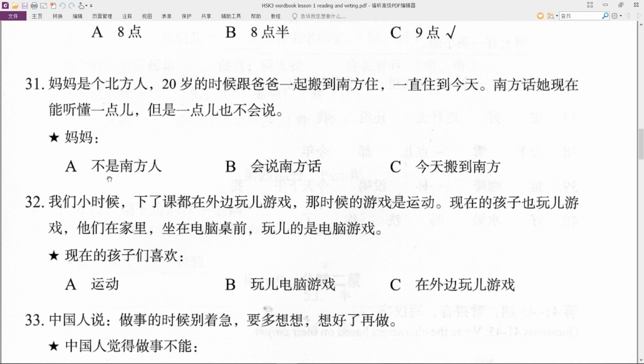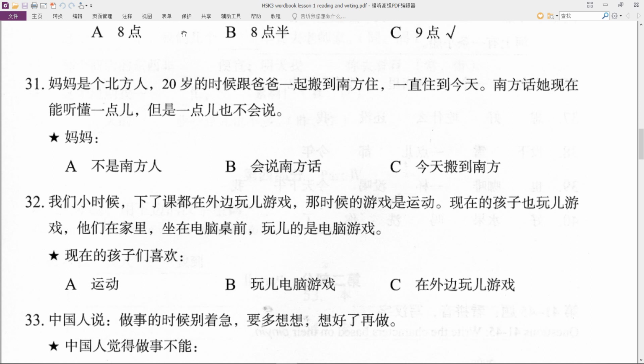The first one, 妈妈不是南方人, mom is not a southerner. This is correct, right? They say 妈妈是北方人, mom is a northerner, the first sentence. Second one, 妈妈会说南方话. Clearly, it's not true. It's 一点儿也不会说, can't speak at all. Next one. 妈妈今天搬到南方. So today moved to southern part. It's also wrong. 二十岁的时候, when she was 20 years old. So the answer is A.